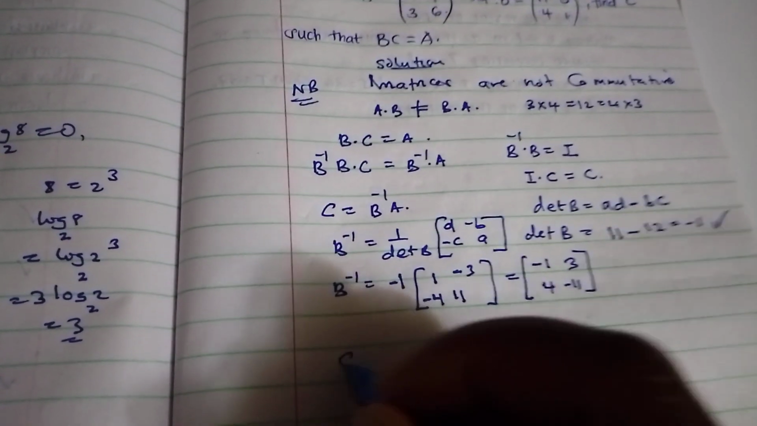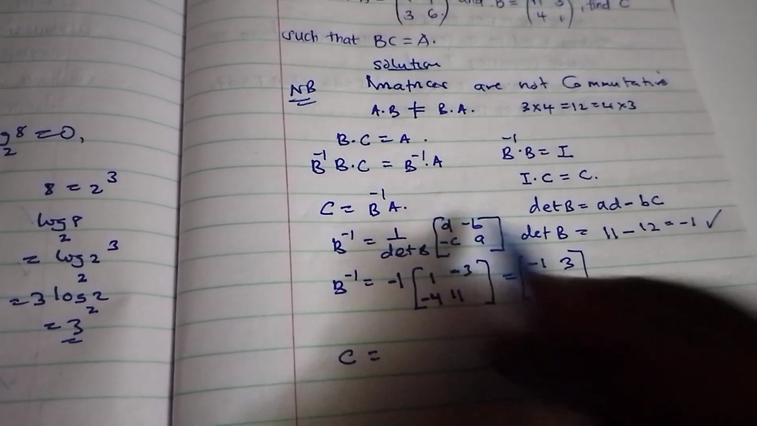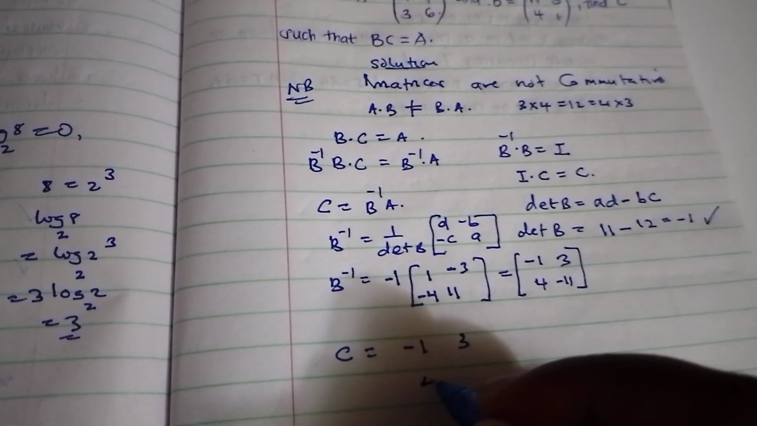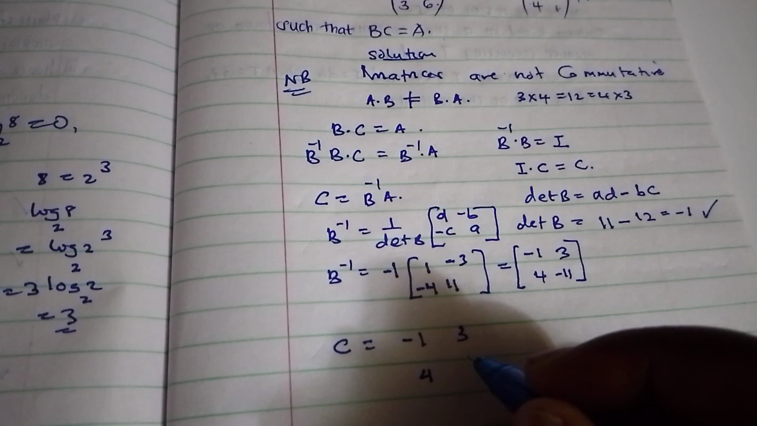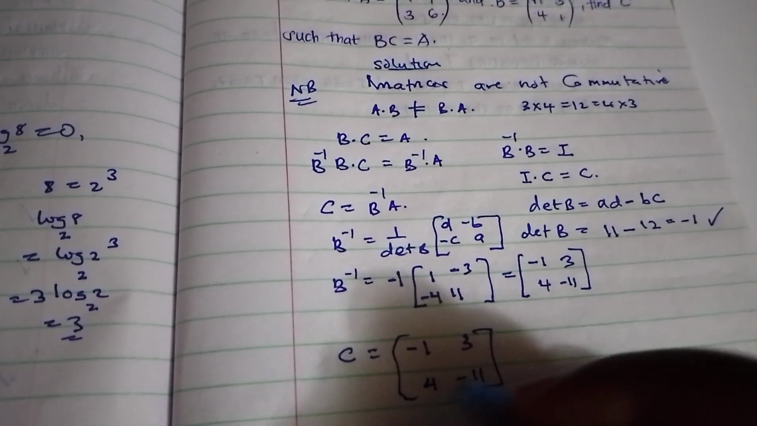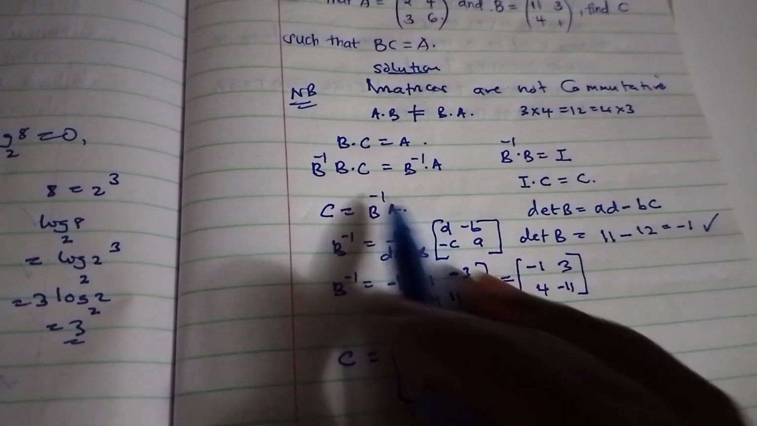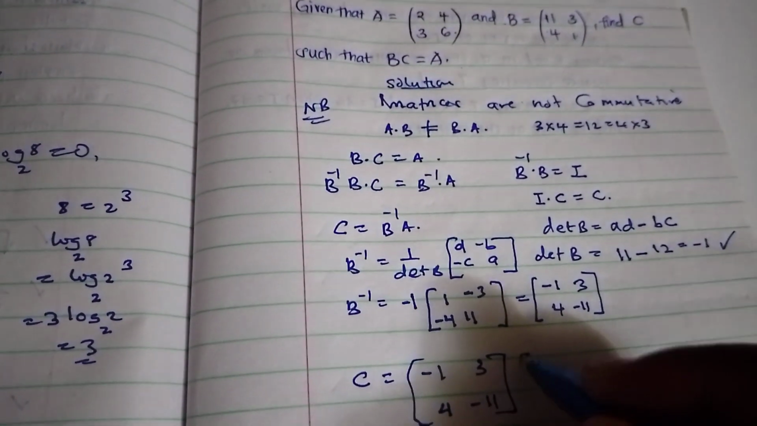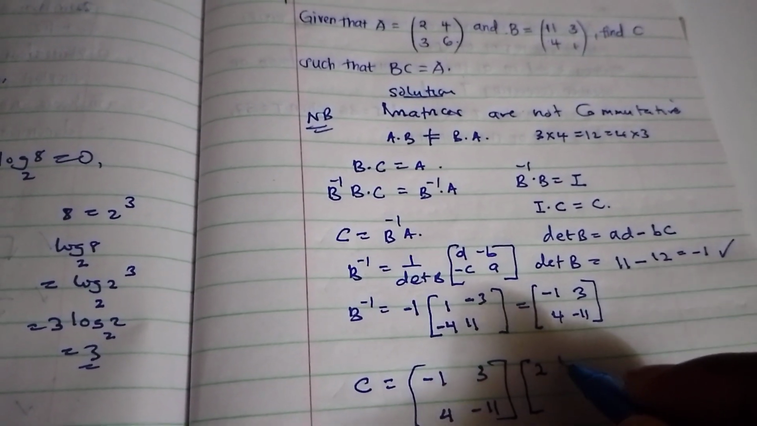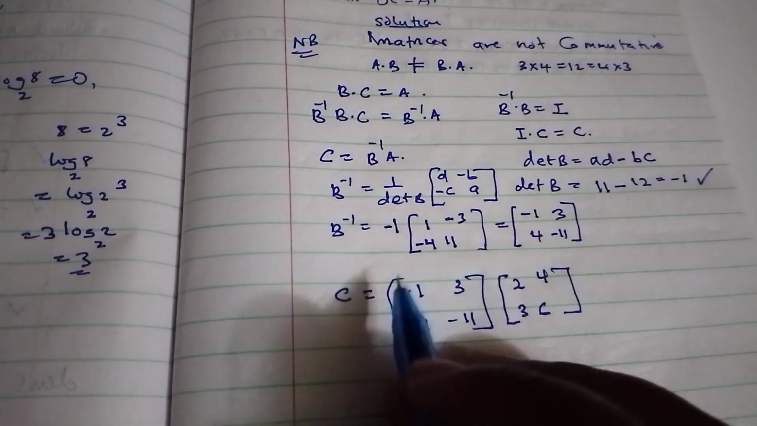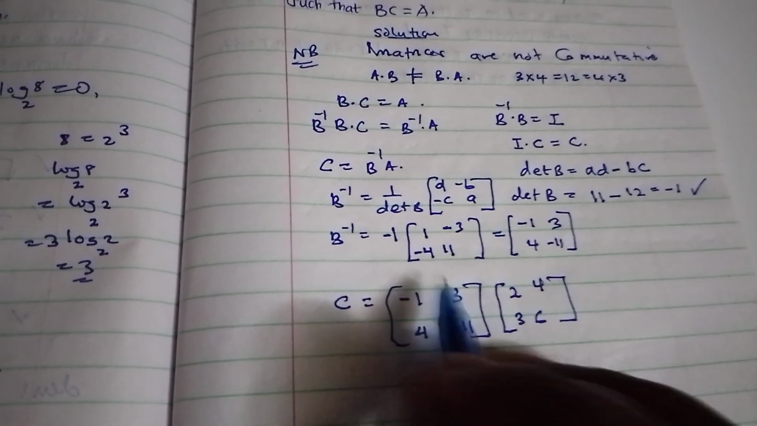So to get our C value, we have to take this B inverse, that is minus 1, 3, 4, minus 11. We're about to get to the end of this video, so I hope you're following. So that is the B inverse, so multiply by A. A has the following elements: 2, 4, 3, and 6. Okay, alright, so with that we just need to use the laws of multiplying matrices.